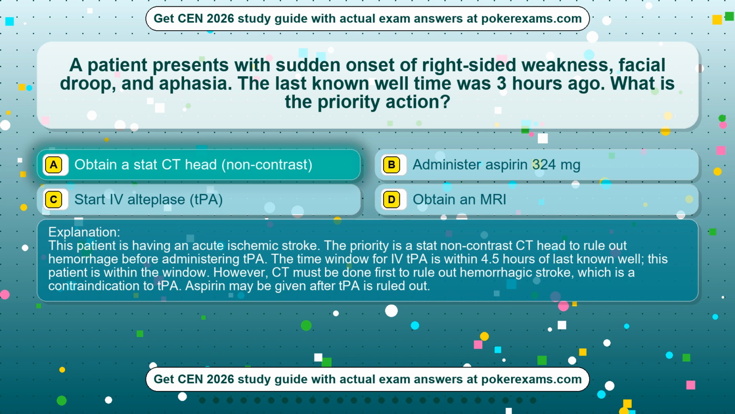This patient is having an acute ischemic stroke. The priority is a stat non-contrast CT head to rule out hemorrhage before administering TPA. The time window for IV TPA is within 4.5 hours of last known well. This patient is within the window. However, CT must be done first to rule out hemorrhagic stroke, which is a contraindication to TPA. Aspirin may be given after TPA is ruled out.